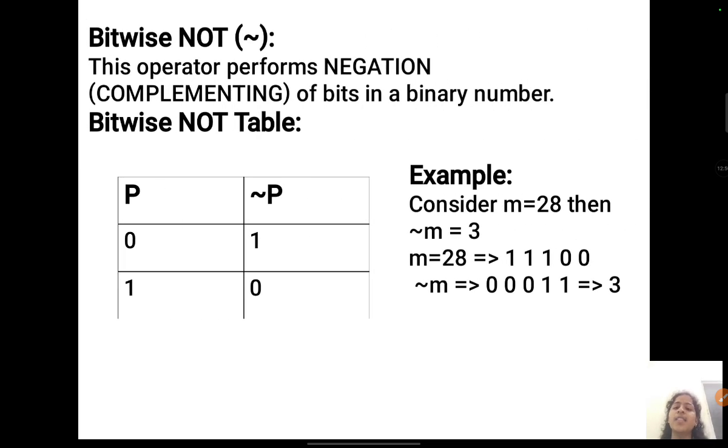Bitwise NOT. These operators perform negation of bits in a binary number. If it is 0, it returns 1. If it is 1, it returns 0. Example, m is equal to 28. Then NOT m is equal to 3. 28 can be written in binary form as 11100. 1 returns 0, so NOT m is equal to 00011. It is the binary form of 3.